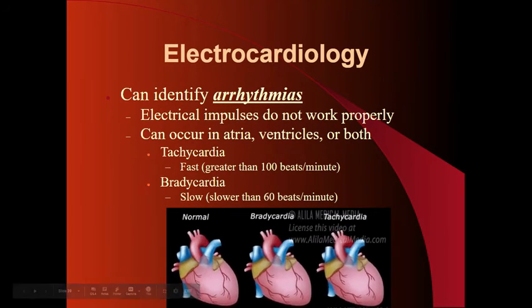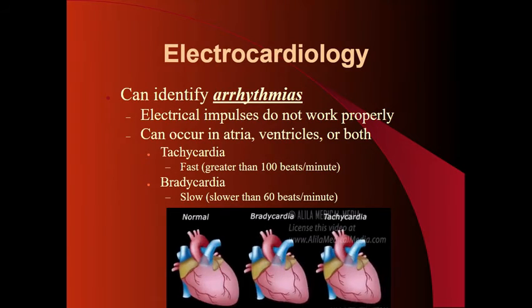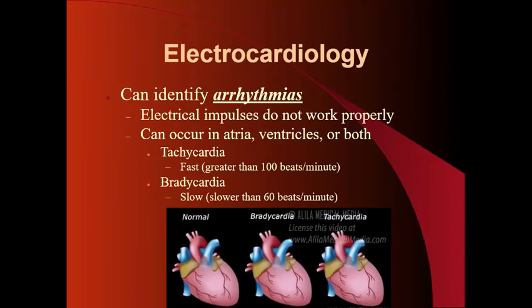By studying electrocardiology and the EKGs, one could identify arrhythmias that might be taking place. An arrhythmia is when the electrical impulses do not work properly. This could affect the atria, it could affect the ventricles, or it could affect both. Two common arrhythmias are tachycardia, when there is a fast heartbeat, greater than 100 beats per minute. Bradycardia is when there is slow contraction, slower than 60 beats per minute.